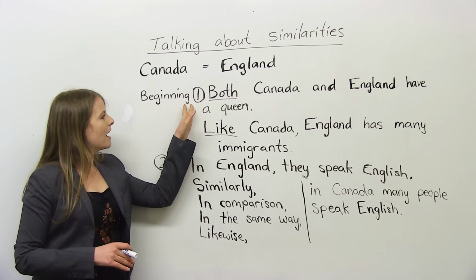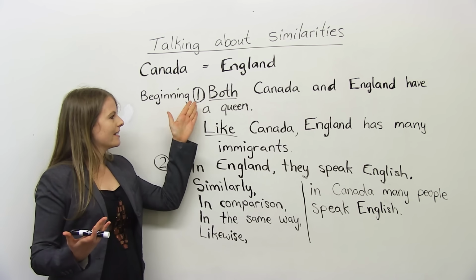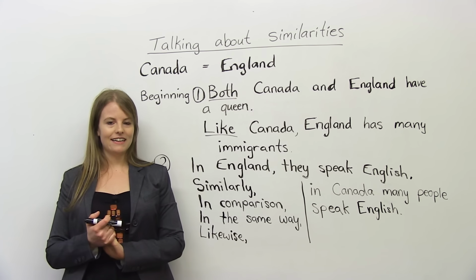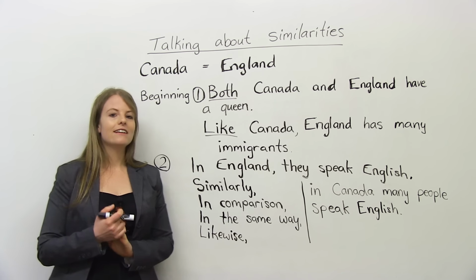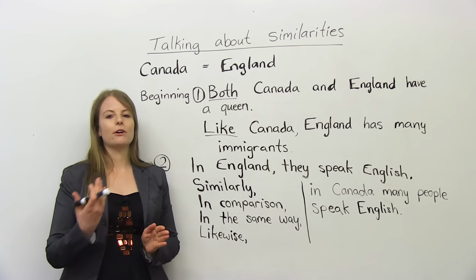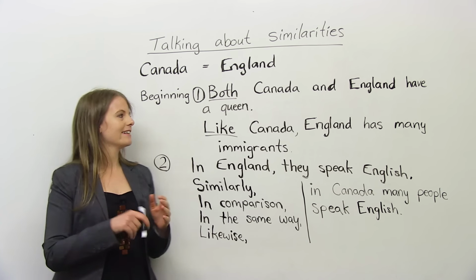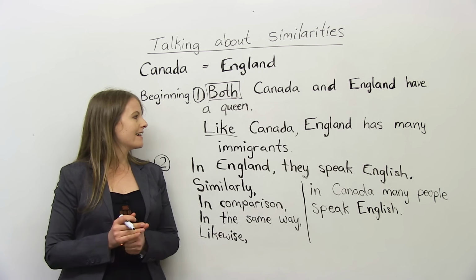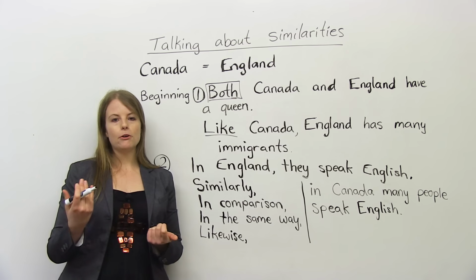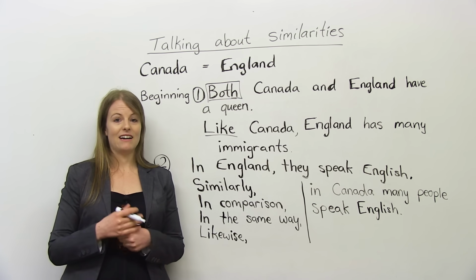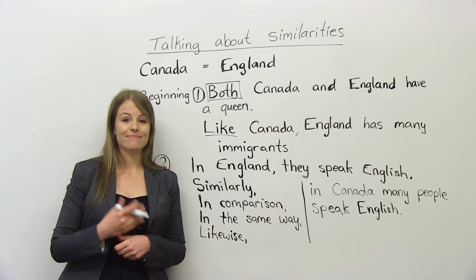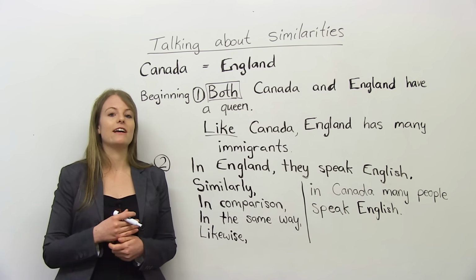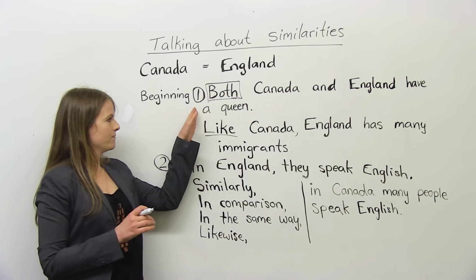Well, I would say first of all, both Canada and England have a queen. Both Canada and England have Queen Elizabeth. So one word we often use when we're talking about similarities is this word both. Okay. Both Canada and England have a queen. Both Canada and England have trees. Both Canada and England have cities. Okay, so there's a lot of different things you can compare. This is just one of them.